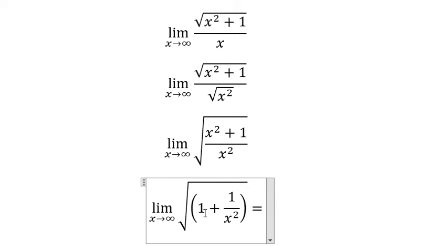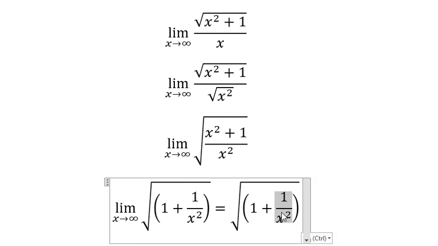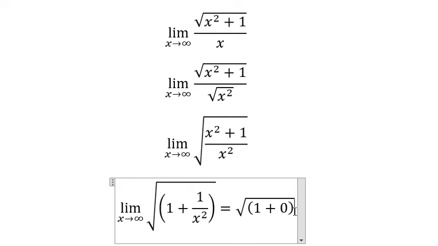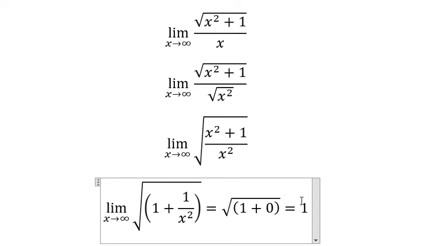We know that when x approaches positive infinity, this one goes to positive infinity. 1 divided by positive infinity, you got about 0. So we have number 0 in here, and you got number 1. And this is the answer for question number 1.